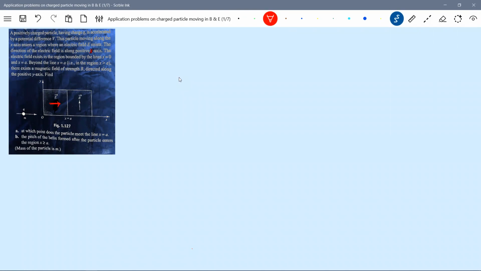The electric field exists in the region bounded by the line x equals 0 and x equals a. Beyond the line x equals a, in the region x greater than a, there exists a magnetic field of strength B directed along the positive y-axis. It is asking where the particle will meet the line x equals a, and the pitch of the helix formed after the particle enters the region x greater than a. I think we are bringing both electric and magnetic field. The question is very simple. You only have to get back to the basics of motion of a charged particle in electric and magnetic field.